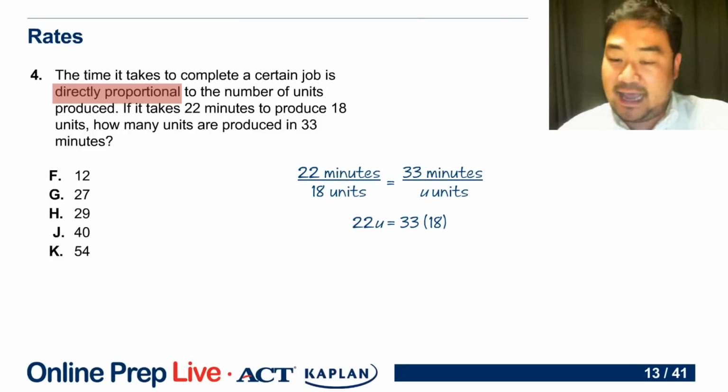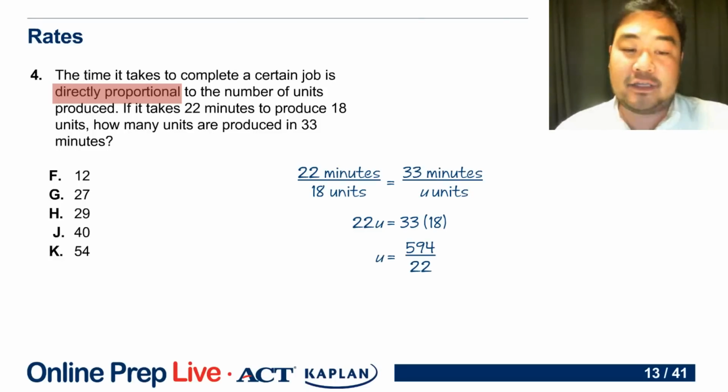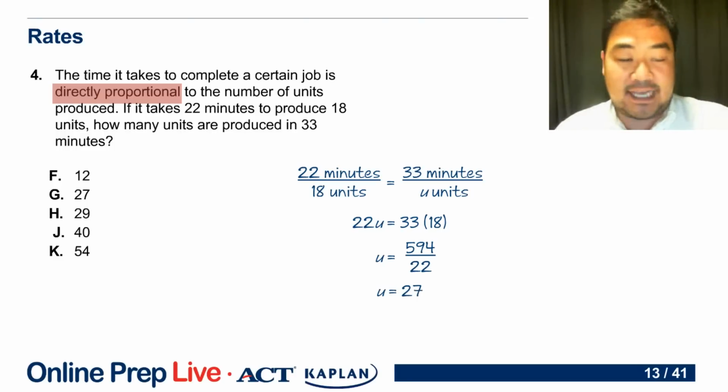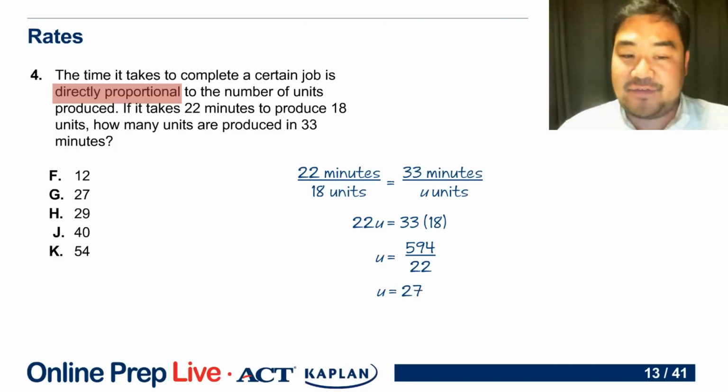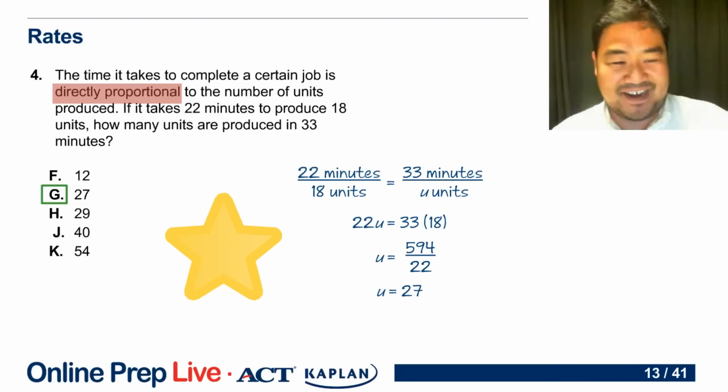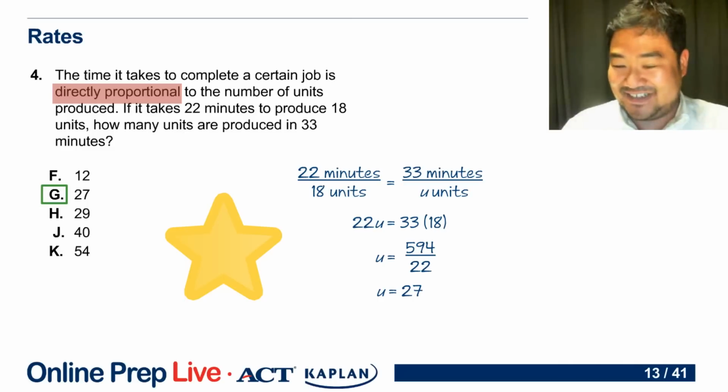33 times 18, and then we're going to divide that by 22. 594 divided by 22 is going to give us a result of 27. 27 units are produced in 33 minutes. And there we go. Choice G, as in great job here. Another big old gold star for you all to share with one another. Share the gold star, everybody. 27 is your correct answer here. Good.